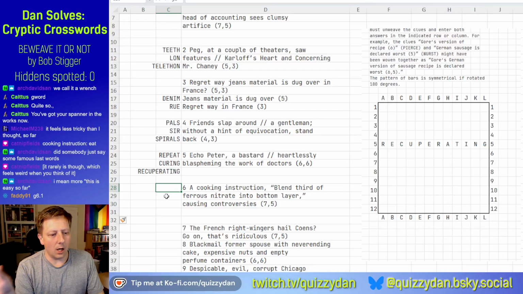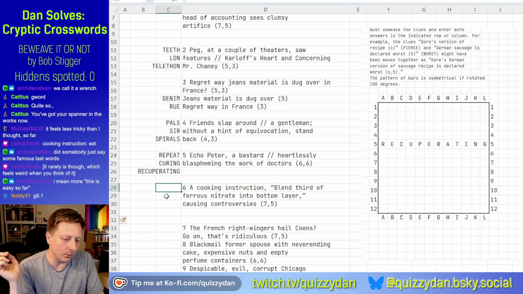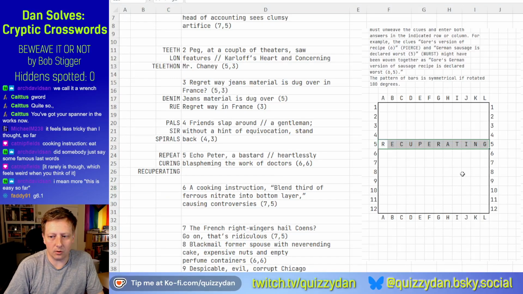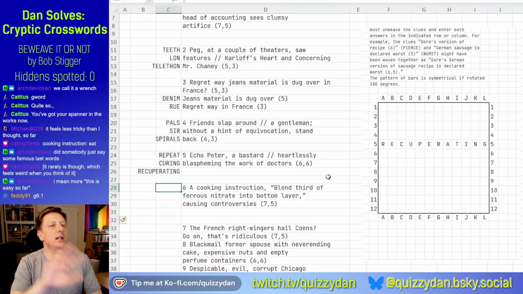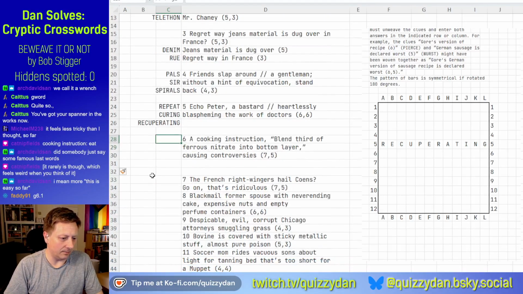Third of... I was thinking third of ferrous or third of nitrate, but thinking, well, they haven't got six letters. But of course, you could just take the third letters. There could just be R or T of ferrous or nitrate. So yeah, not getting that, but once I get some crosses, Faddy's got it, but we're going to leave that entirely alone.